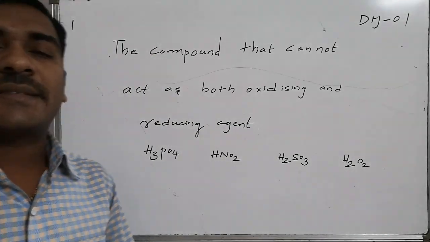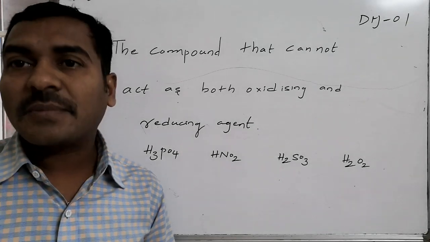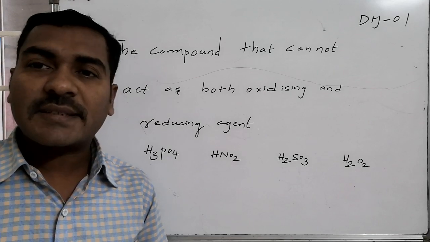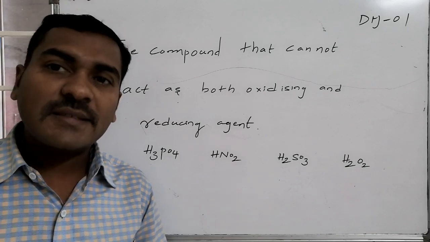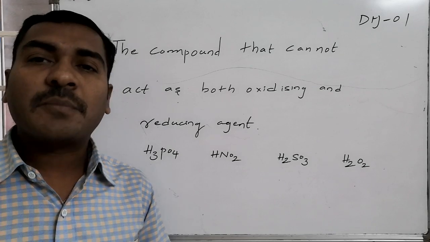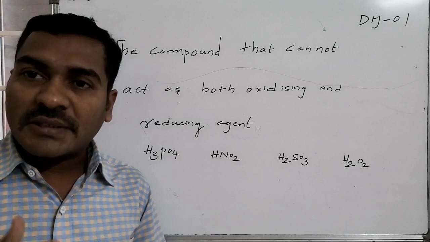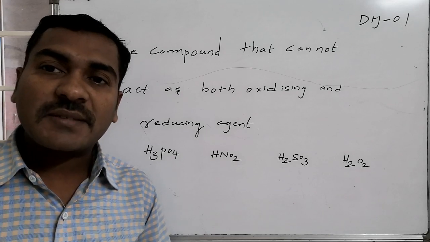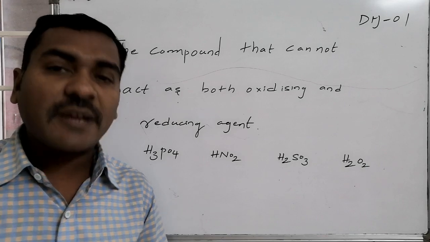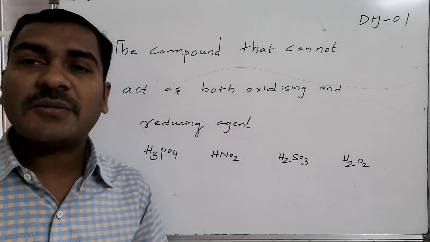If I write the oxidation numbers, and the possible other nearby oxidation numbers where there is a chance of oxidation as well as a chance of reduction, then we will know which of the given compounds has a chance to act as both oxidizing as well as reducing, and which of them does not have the ability to behave as both oxidizing as well as reducing agents.